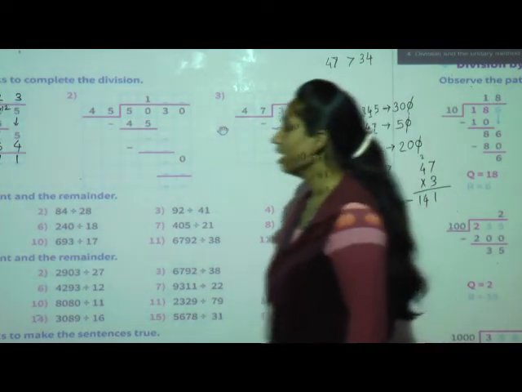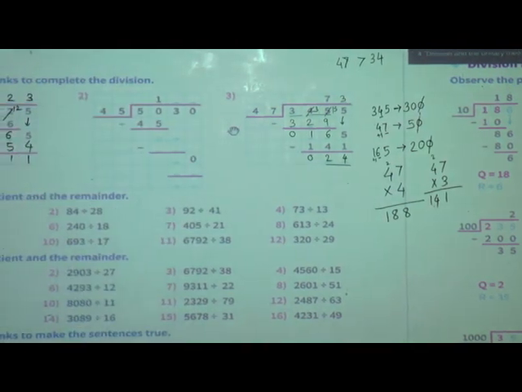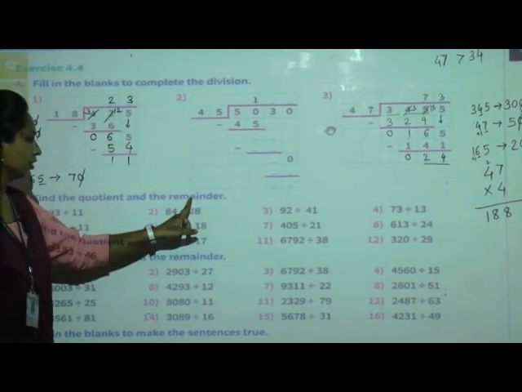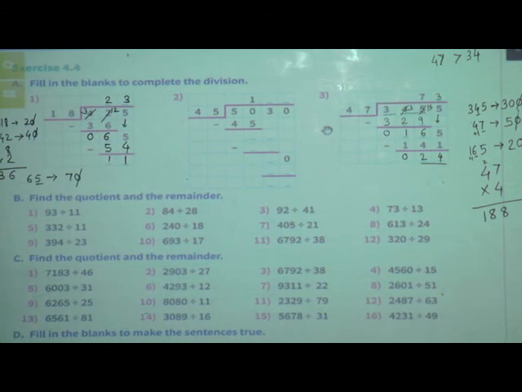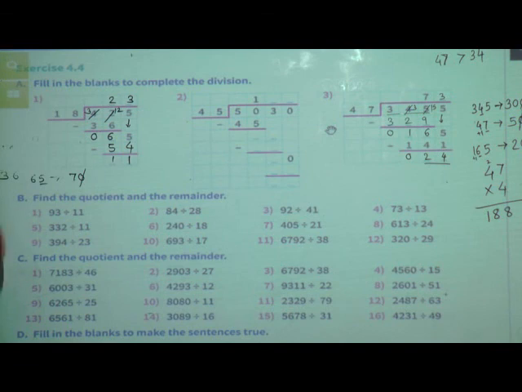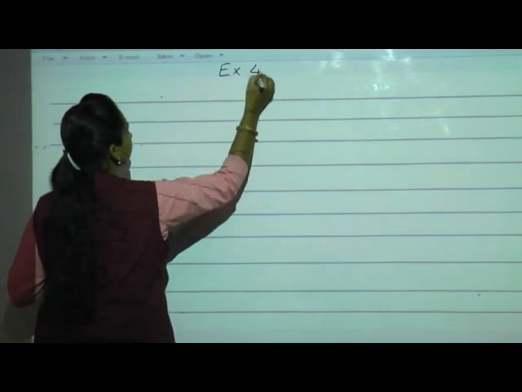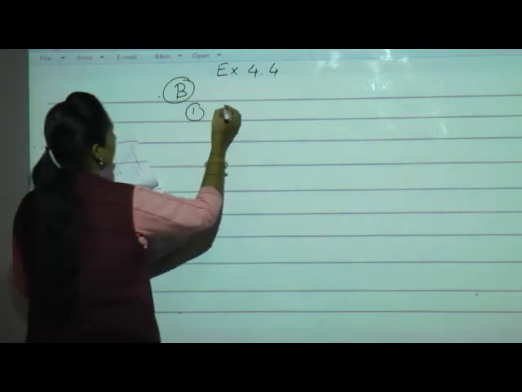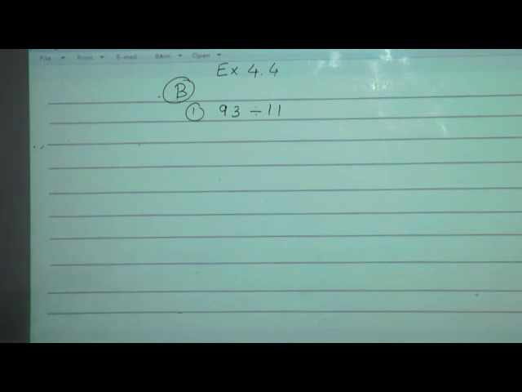Now you solve the second one. Now we will start with the B question. What is the B question? Find the quotient and the remainder. Now they have given some examples. We have to find out the quotient and remainder. I'll take the first one: 93 divided by 11. Okay, 2-digit by 2-digit.